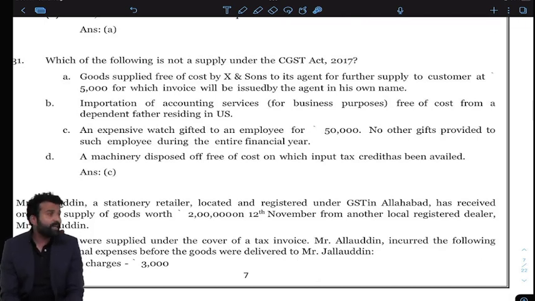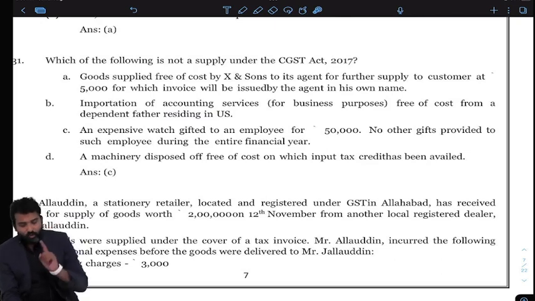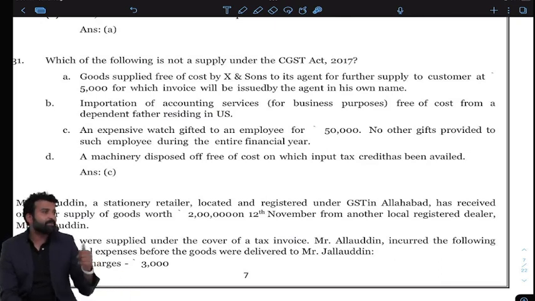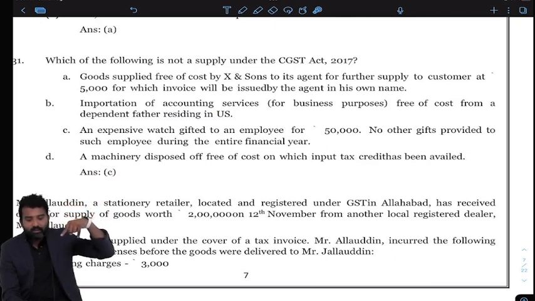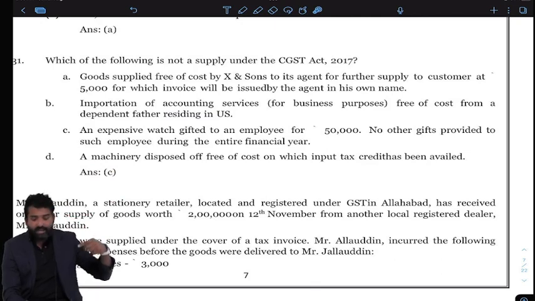Next, there is one more question. Which of the following is not a supply under GST? Goods supplied free of cost by X and Son, a company, to its agent. So it's principal to agent. It is a supply. It is covered. It is not the answer. We need what is not a supply. Importation of accounting services from father residing in the US. That is also a supply, because it is import of services from a relative without consideration for business.